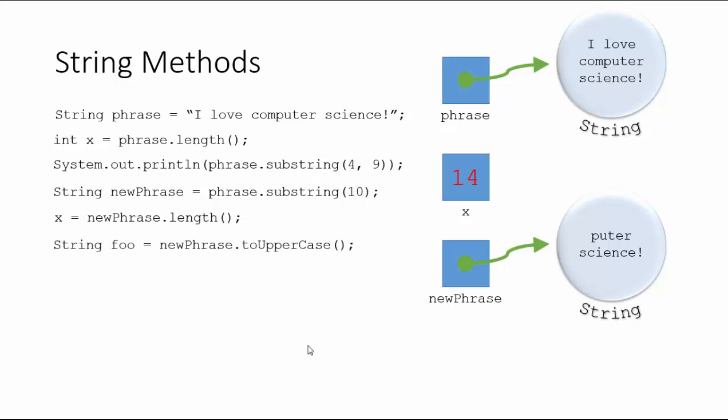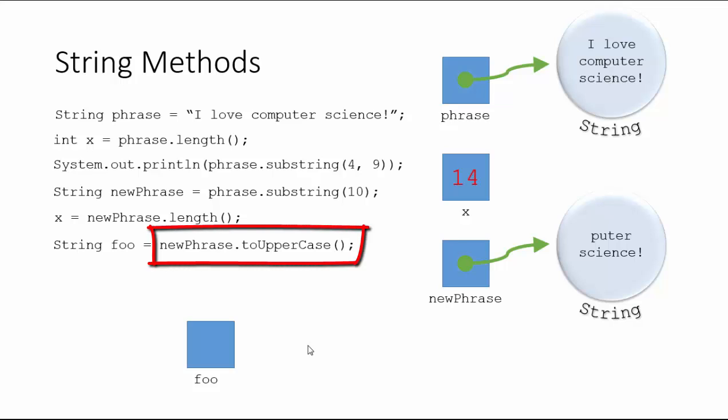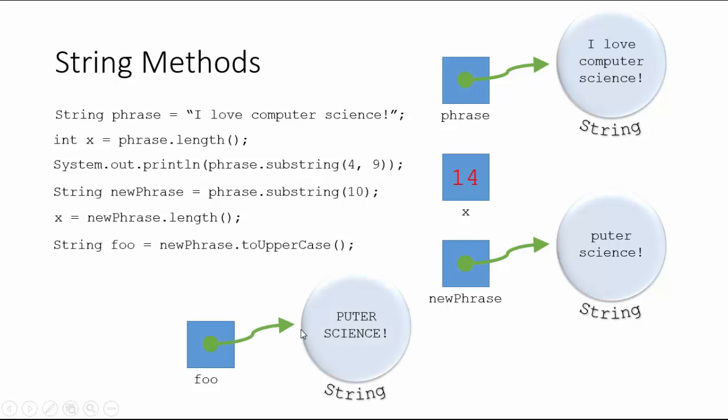Then a new reference variable foo of type string is created. The toUpperCase method is run from the new phrase object, which creates a string with all uppercase characters. The address to this object is placed into foo.